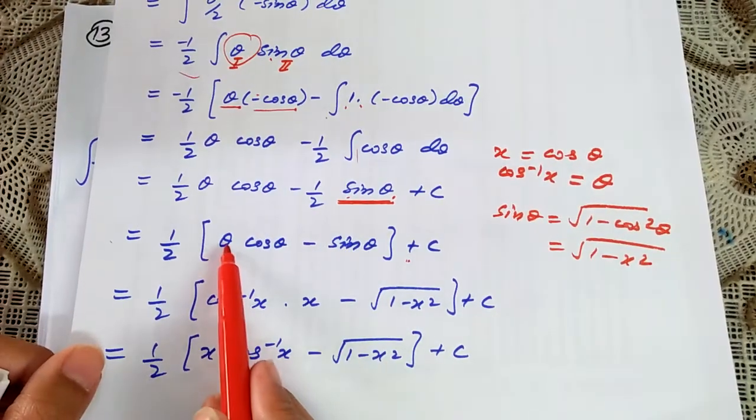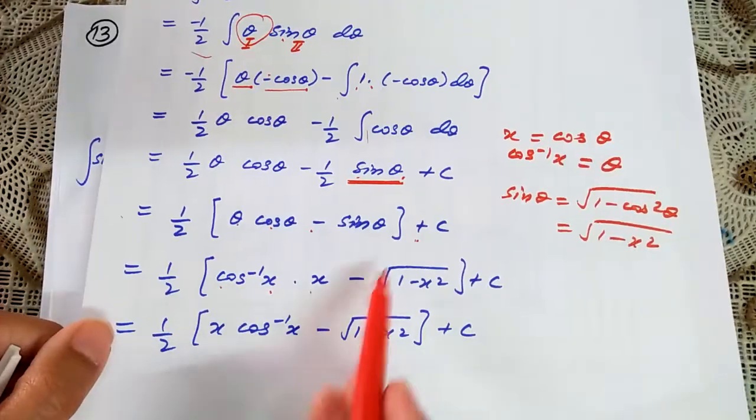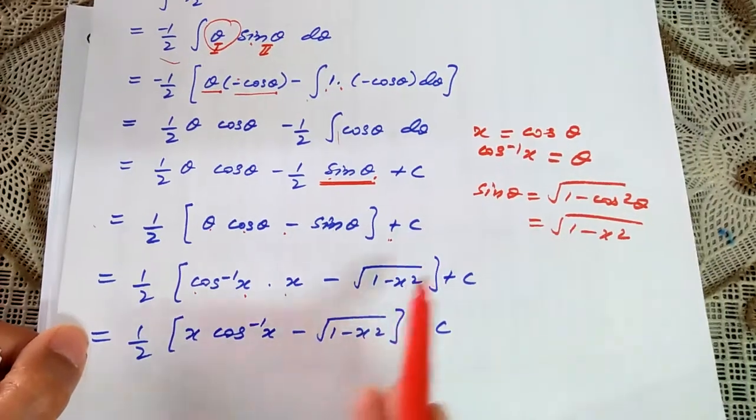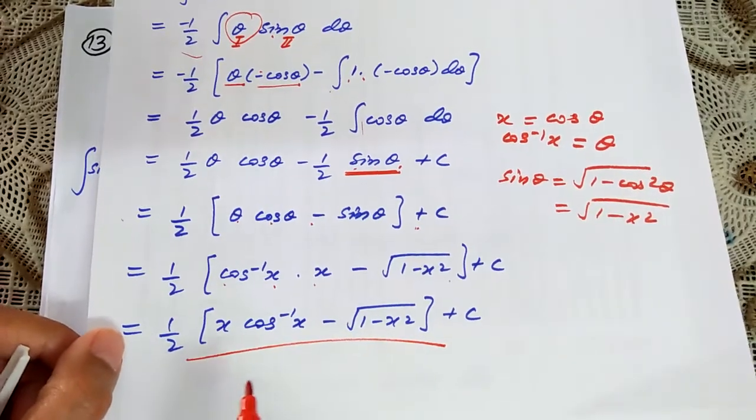So just replace the values. Theta is cos inverse of x, cos of theta is x, and sine of theta is under root 1 minus x square. So this is our answer of this question number 12.